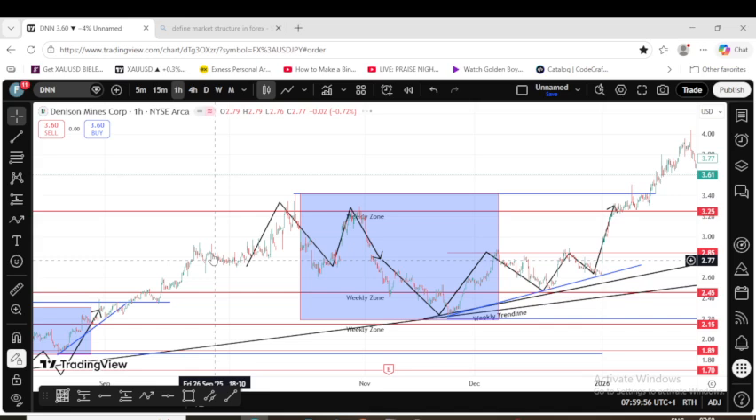So at this current price action, I can already see an end pattern like this. This is our current correctional move. I can already see an end pattern. But price has not gone below this weekly zone, so price might continue to go a little bit lower.